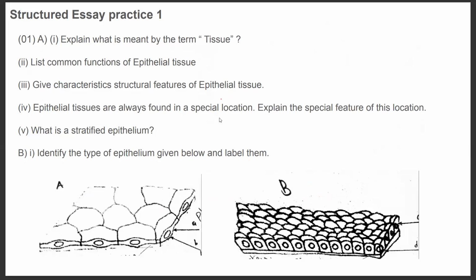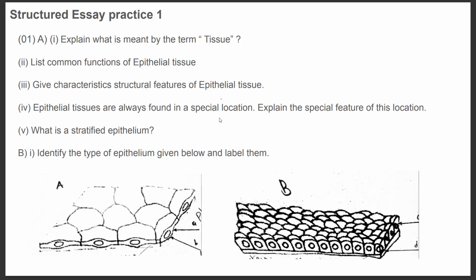Now look at the first question, part A, Roman number 1. Explain what is meant by the term tissue. Tissue is a group of one or more cell types which have common origin and carry out specialized function. You have to include the group of one or more cell types as a point. Next, and carry out specialized function or functions. That is the second point.